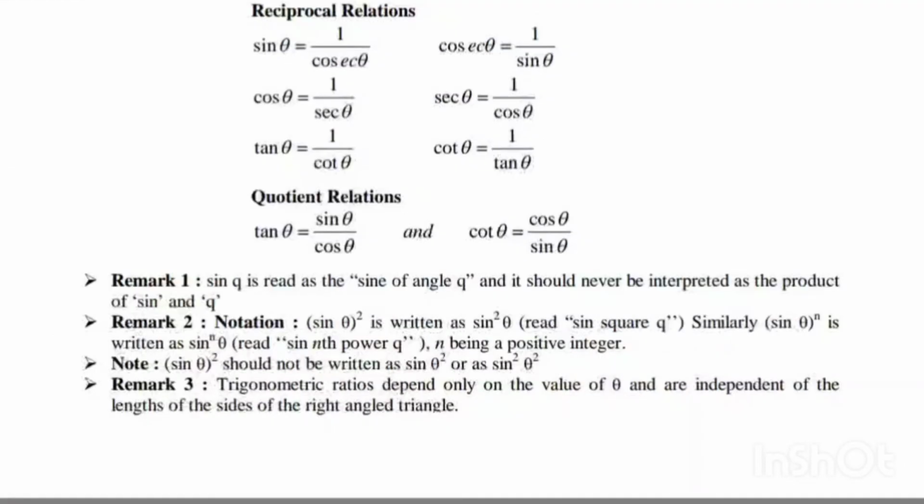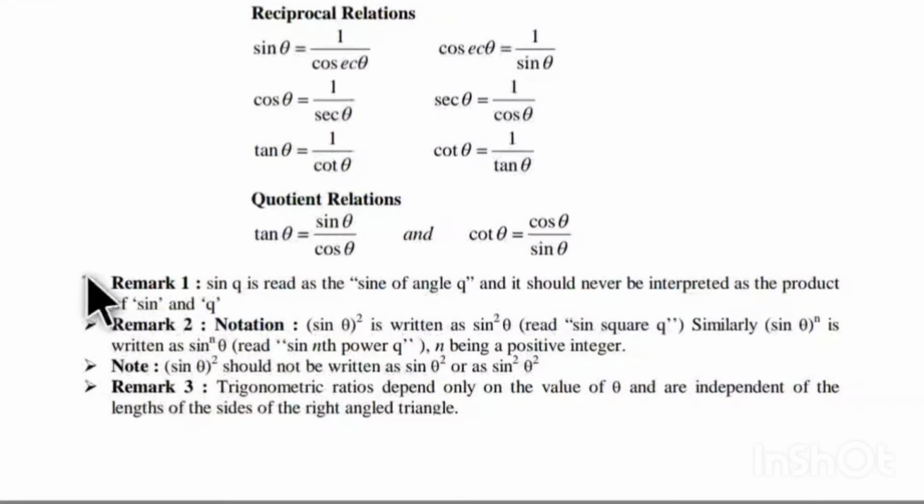Now we will see reciprocal relations. Sin theta equals 1 upon cosec theta, also cosec theta equals 1 upon sin theta. Cos theta equals 1 upon sec theta, and also sec theta equals 1 upon cos theta. Tan theta equals 1 upon cot theta, and cot theta equals 1 upon tan theta. Quotient relations: tan theta equals sin theta upon cos theta, and cot theta equals cos theta upon sin theta.